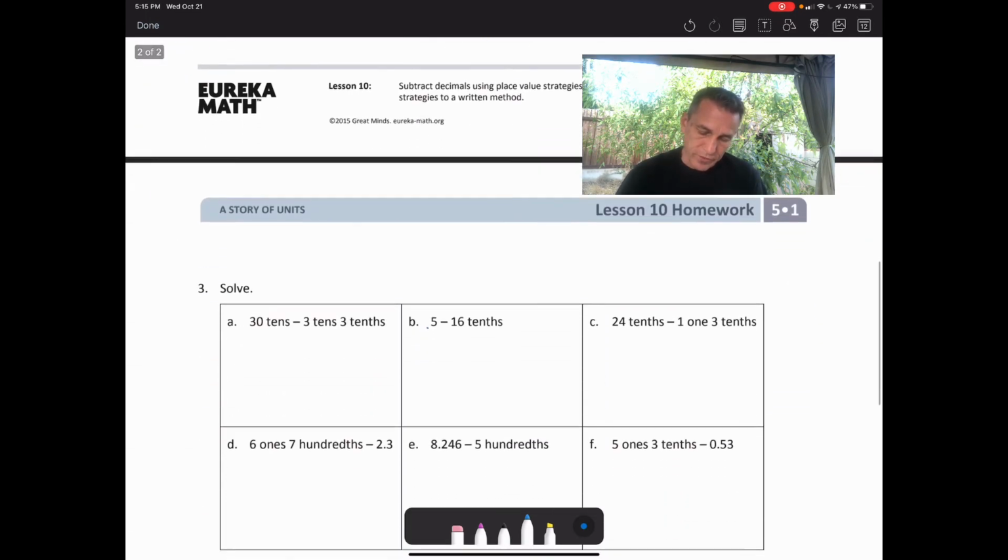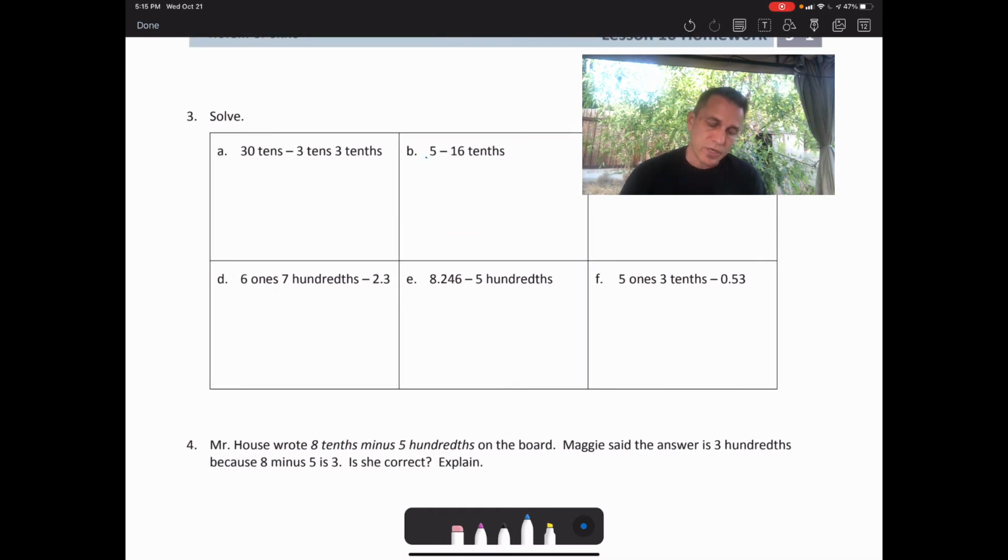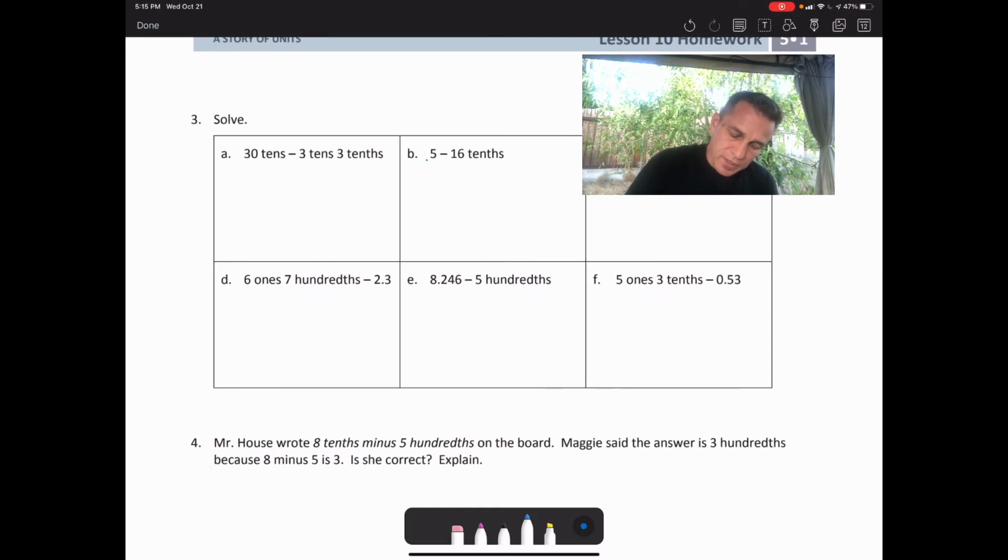All right, so another section that's related to that is going to be in section 3, where we have to change the numbers. Some of them are written in unit form before we can do the subtraction problem. So taking a look at the first one, we have to figure out, well, how much is 30 tens? So 30 tens would be 30, and a 10 has a 0 on it, so 30 tens has one more 0. So that would be 300.